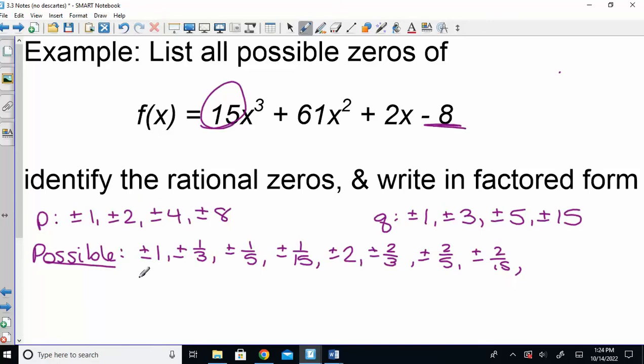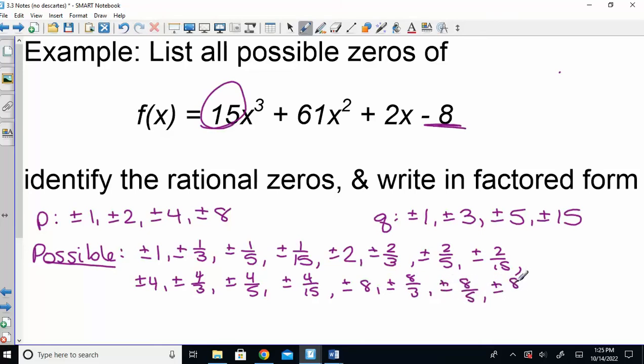All right, 4 over 1 is 4. 4 thirds. 4 fifths. 4 15ths. And finally 8. So 8 over 1 is 8. 8 thirds. 8 fifths. And 8 15ths.